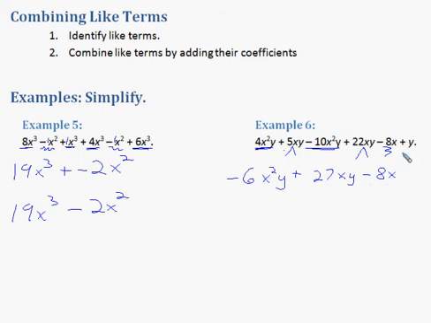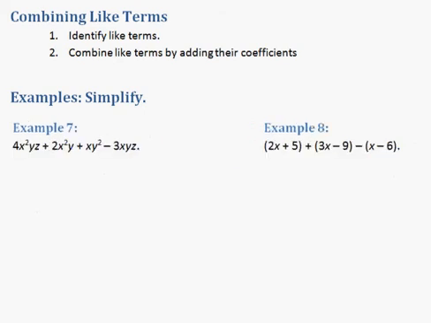And there's a y. There's no other y, so we leave it like that. And so that would be simplified. Moving on to the next examples. More variables, so we're going to make sure we be careful with these.